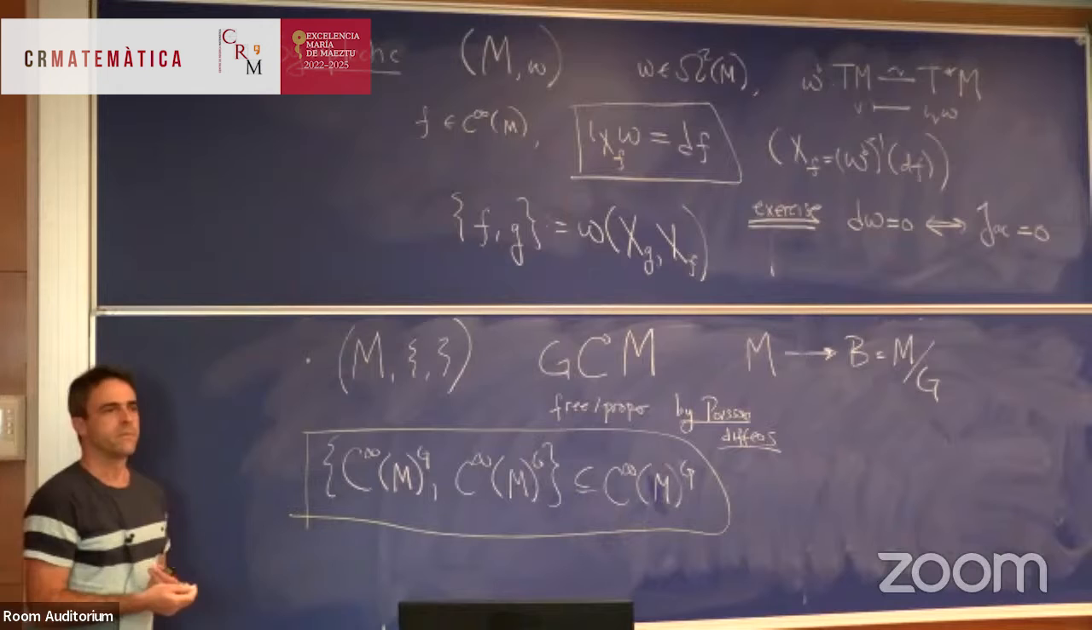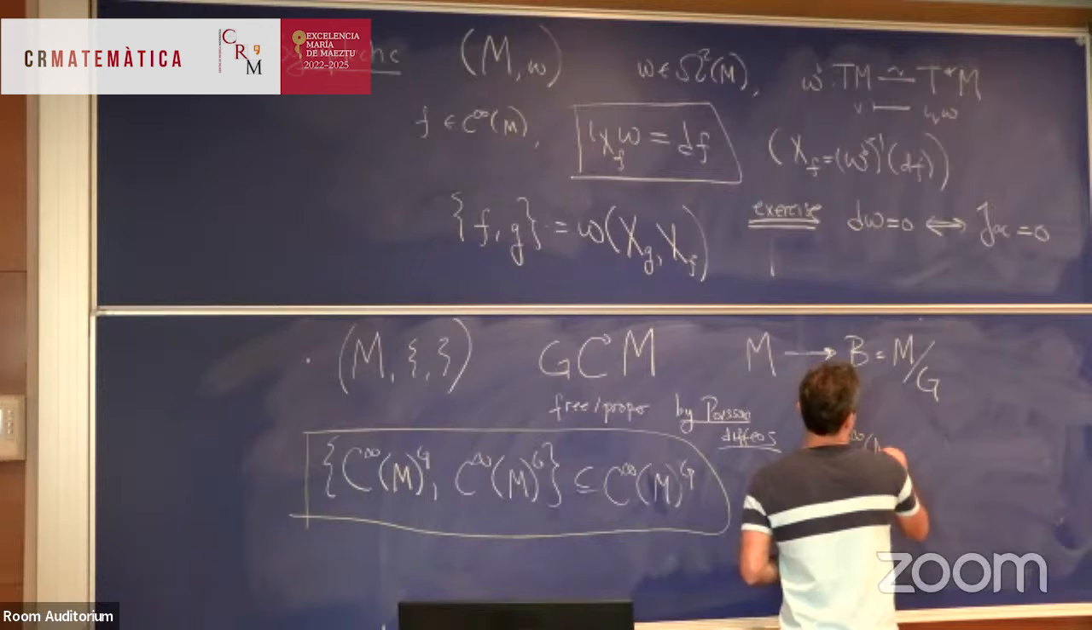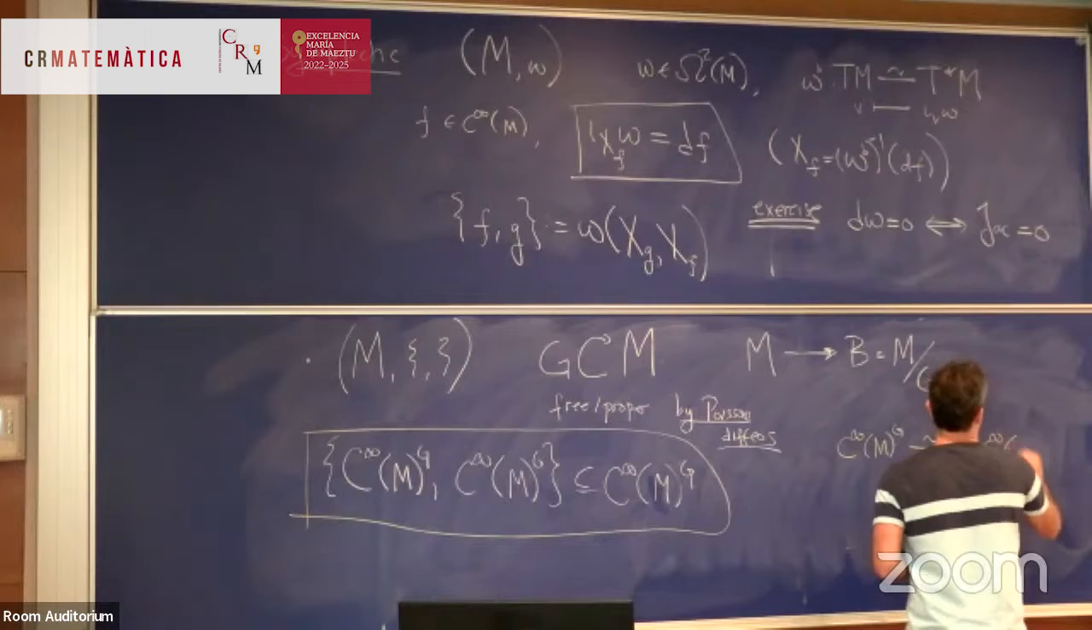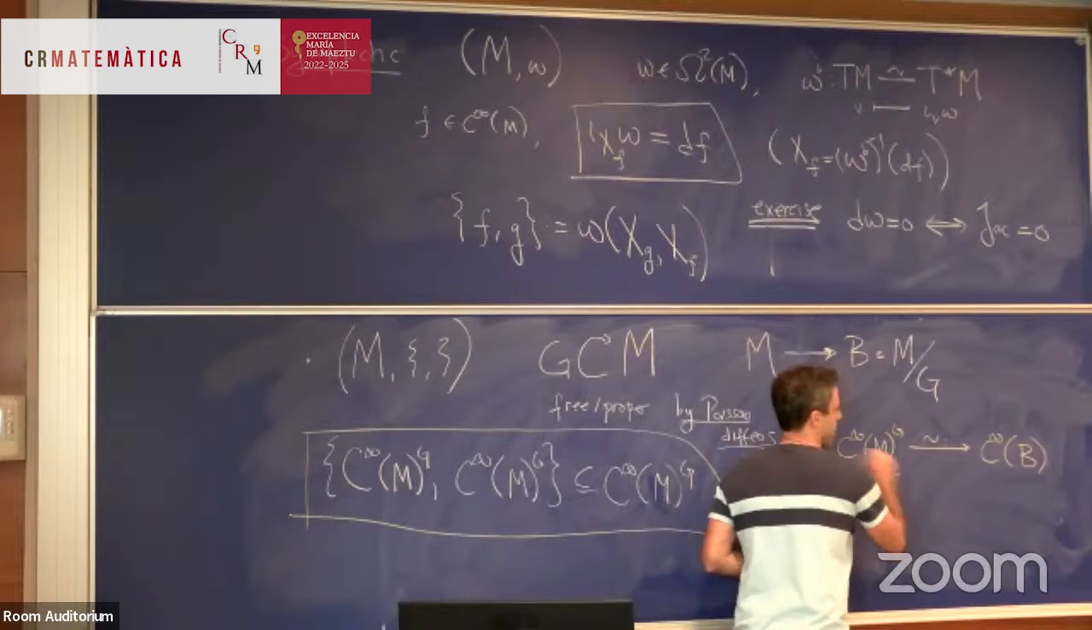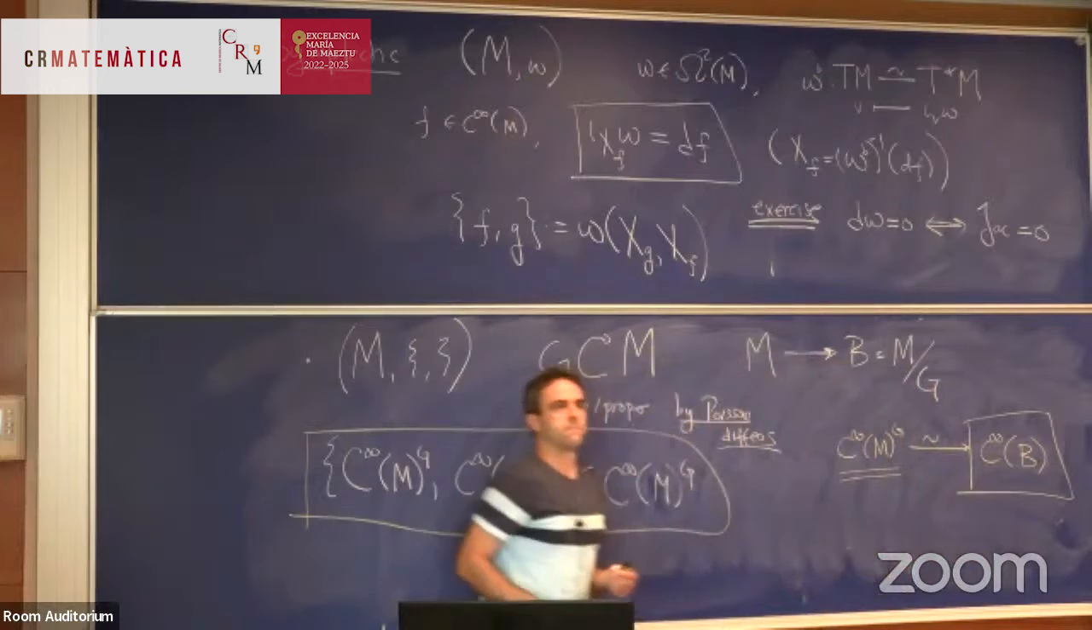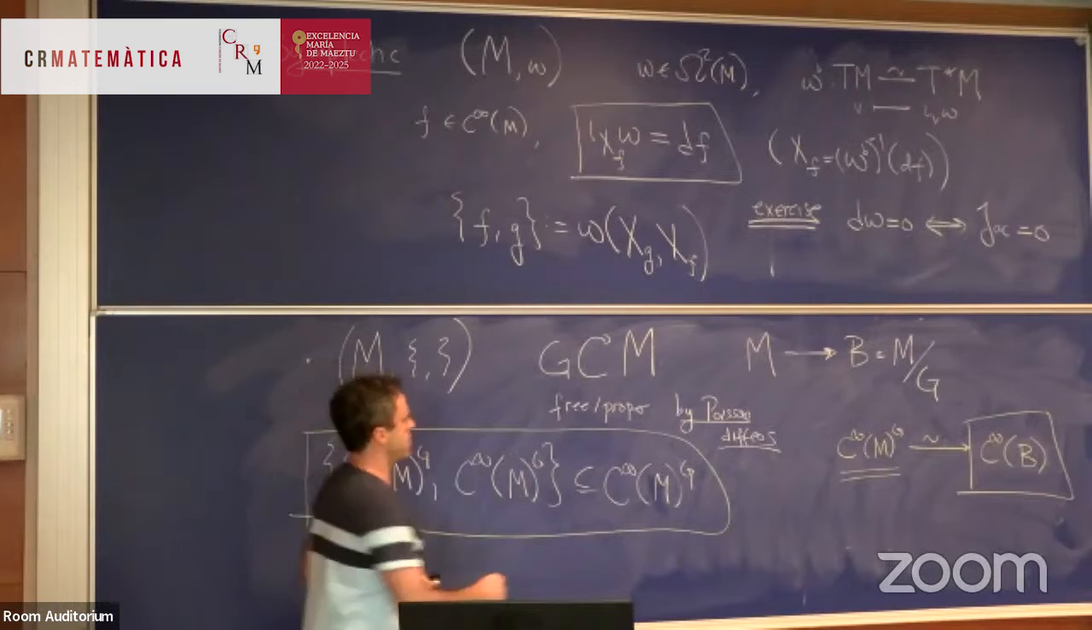And with that in mind, you use the fact that the invariant functions on the manifold are isomorphic with the functions in the base. So basically via pullback in this case, right? So if this guy inherits a Poisson bracket, so does this. Okay, so the base manifold will be a Poisson manifold and the projection is a Poisson map. By the way, we defined it.